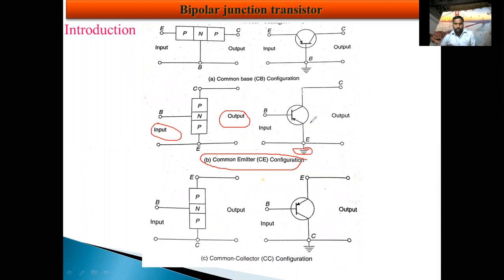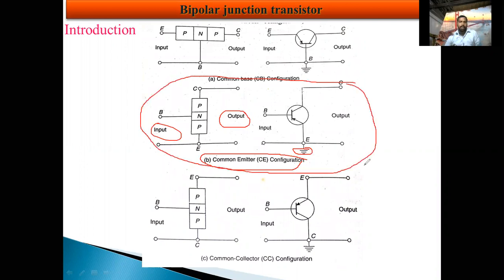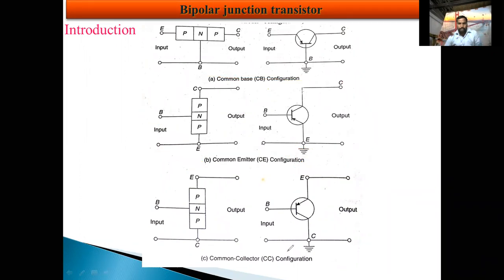Now this is the circuit symbol indicated for the PNP transistor. This whole circuit, these two figures, belong to the common emitter configuration. Now another one is the common collector configuration. See here, that is the common collector configuration.